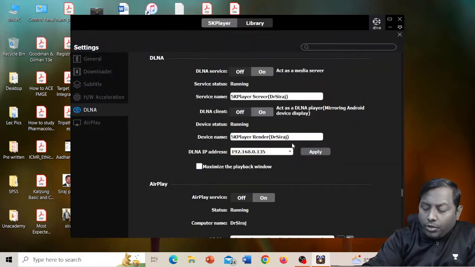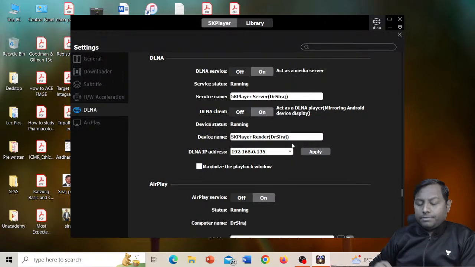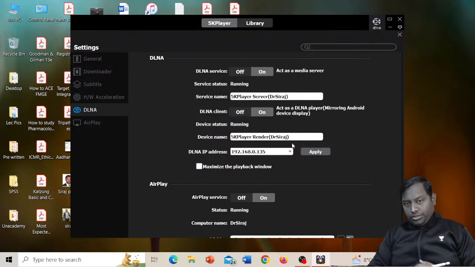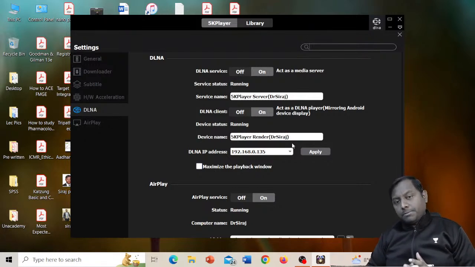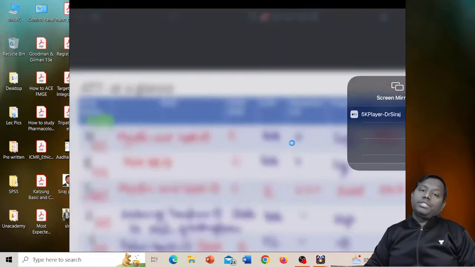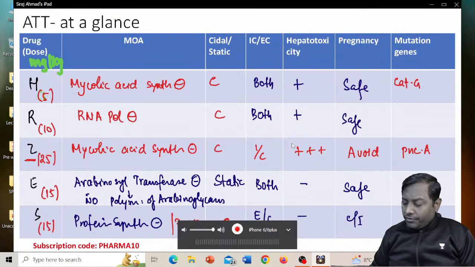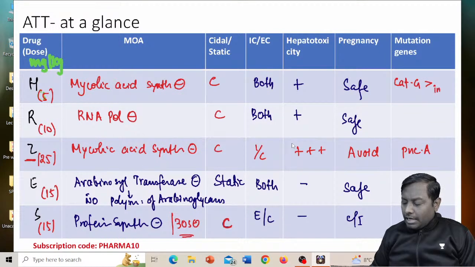CAT-G gene will be encoding for catalase peroxidase. It is this catalase peroxidase which is mainly involved in the activation of this drug. Isoniazid actually is a prodrug. So CAT-G, if it is not there, then you can even go for the INHA gene.